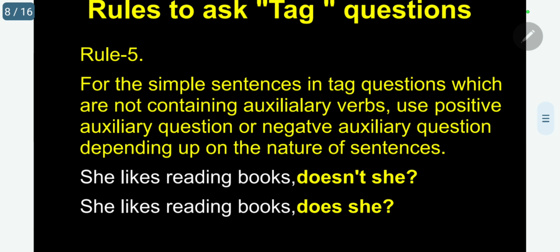Meaning is, the statement is not containing an auxiliary. But when I am raising a tag question, I can use a positive statement with a positive question or a negative question. A simple example, here I want to give: she likes reading books.